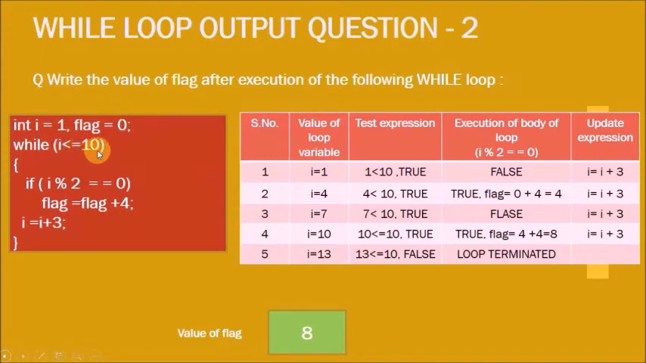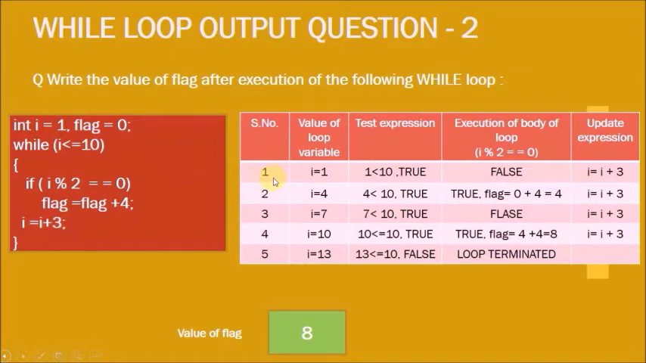While I less than equal to 10, then in the body of the loop, if I modulus 2 equal to 0, flag is equal to flag plus 4 and then I equal to I plus 3. So understand this that in this there is one if statement also, and as there is no curly brace, only one statement which is following the if statement is a part of if statement and the next statement is not a part of if statement. So this is our initialization expression, this is the test expression, and this is the update expression of this loop.